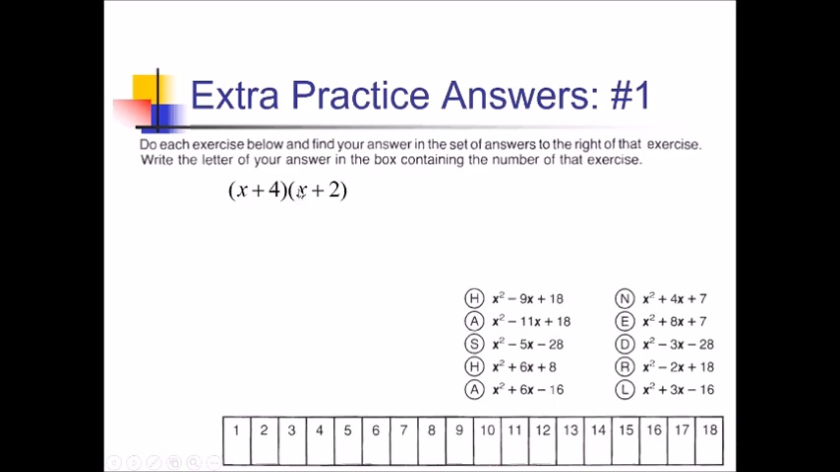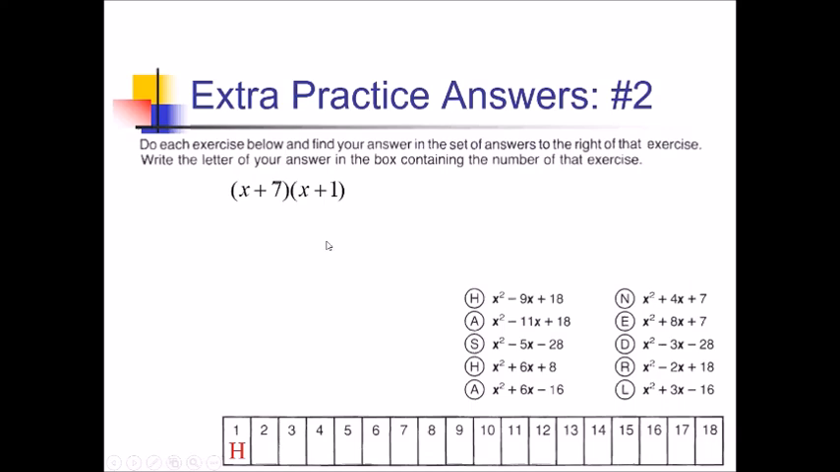X times x, that'll give us x squared. X times 2 is 2x. Our inners here, 4 and x, gives us plus 4x, and then 4 times 2 gives us positive 8. Combining like terms, the 2x and 4x add up to a 6x in the middle. So x squared plus 6x plus 8. We see here that that is answer H, so H goes in box number 1.